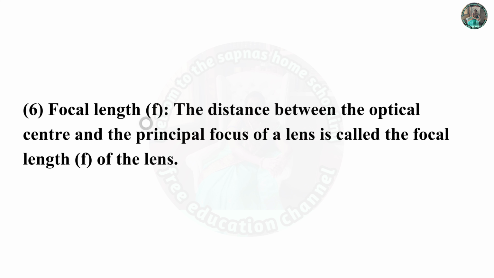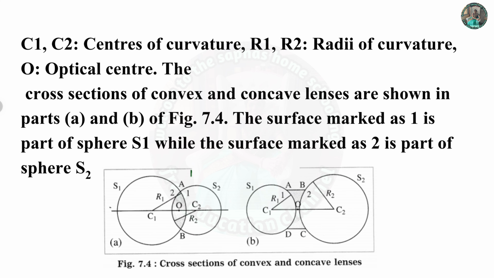6. Focal length f. The distance between the optical center and the principal focus of a lens is called the focal length, small f, of the lens. So हे बघा, हे लक्षात ठेवा की फोकल लेंथ जे असते त्याला स्मॉल एफने दर्शवतात आणि जो फोकस असतो ती मोठ्या एफने. सो C1 C2 म्हणजे सेंटर ऑफ कर्वेचर आणि R1 R2 म्हणजे रेडिआय ऑफ कर्वेचर.